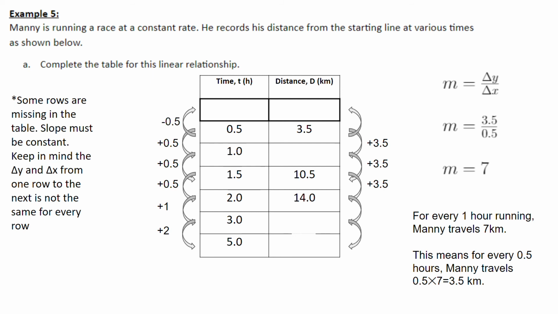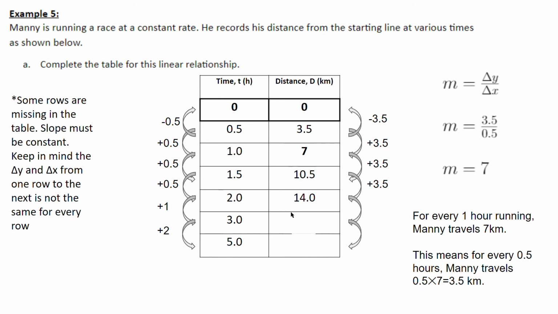So to get from 0.5 to 0, we'll just have to subtract 0.5. And if we're going back 0.5, then we're going to be going back 3.5 kilometers as well. So that leaves us with 0, 0. Now this is the origin. This is a very good point for us because now we can tell right away that this is a direct variation. More on that later. And then we can start filling in all the values. So 3.5 plus 3.5 equals 7.